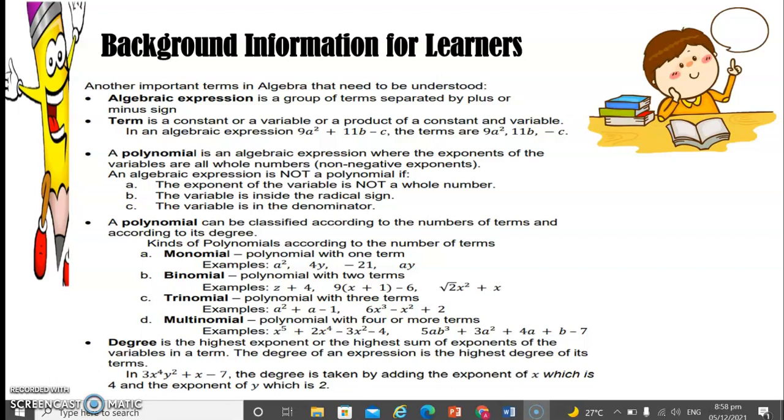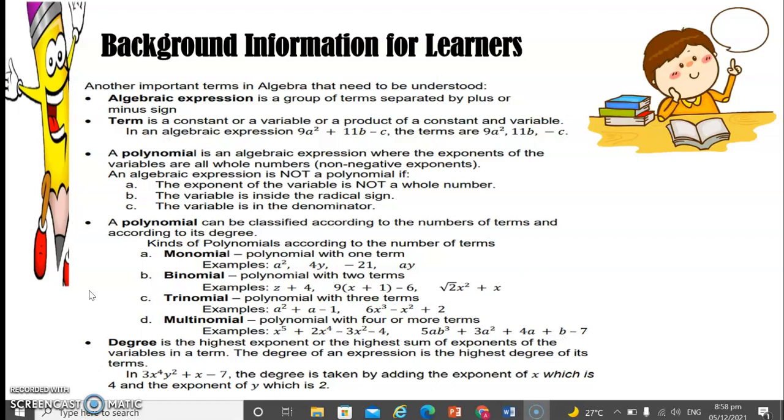So, example, we have x raised to 5 or x to the 5th plus 2x raised to 4 or 2x to the 4th minus 3x squared minus 4. So, how many terms? 1, 2, 3, 4. So, multinomial. And this one, 5ab cubed plus 3a squared plus 4a plus b minus 7. So, how many terms again? 1, 2, 3, 4, 5 terms.